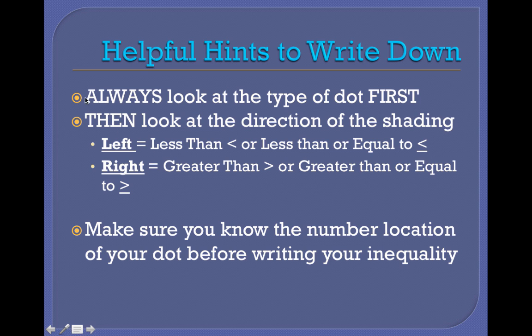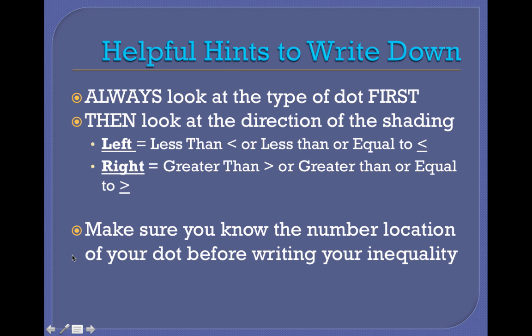Helpful hints to write down. When you're solving these kinds of problems where you have to work backwards from a number line, always look at the type of dot first. That's going to tell you what type of sign to use. Then, the second thing you're going to look at is the direction of the shading. If the shading goes to the left, you're going to know that that's less than or equal to. And you should already know, if you did the first step correctly, which one of these you'll pick. Now, if the shading is going to the right, that means it's going to be either greater than or greater than or equal to. And your type of dot is going to tell you which that is.